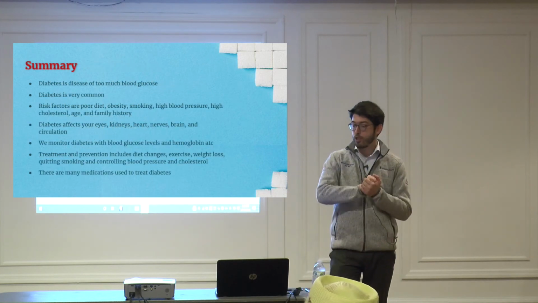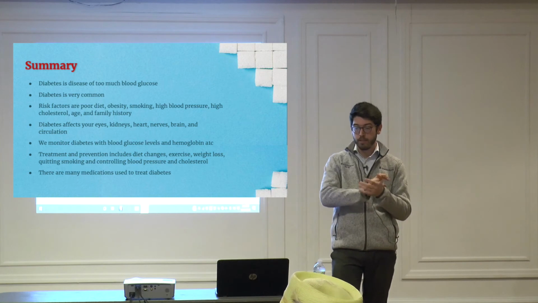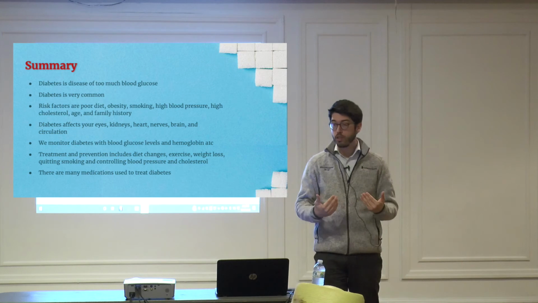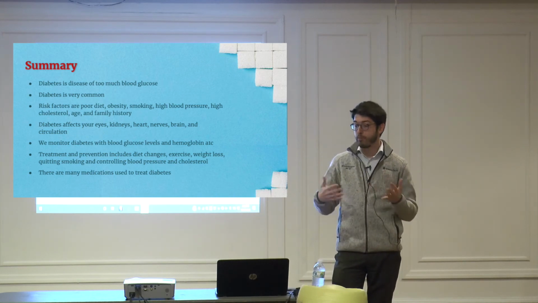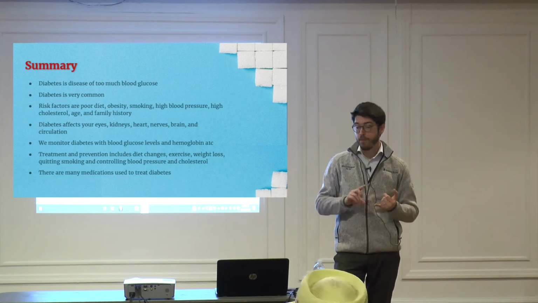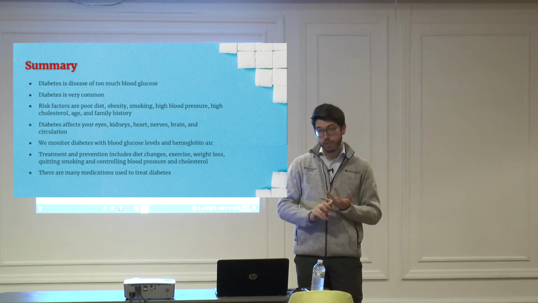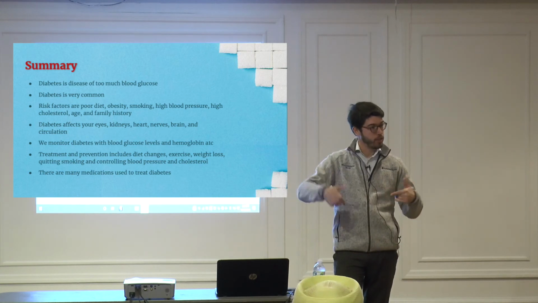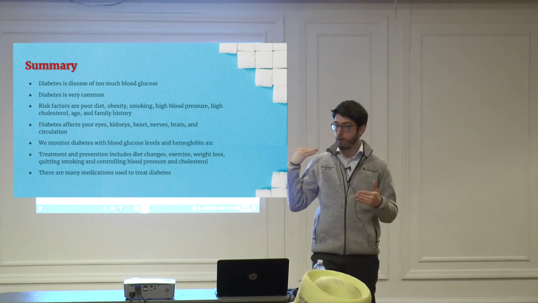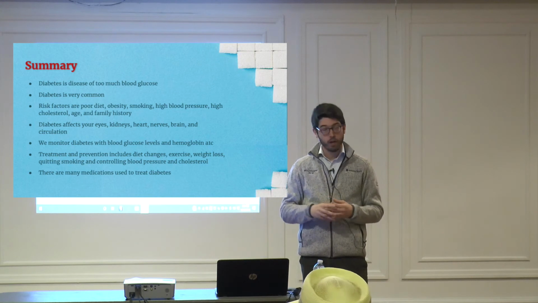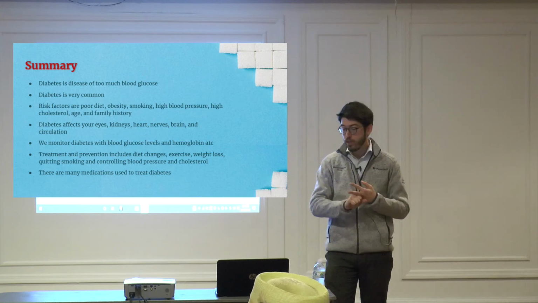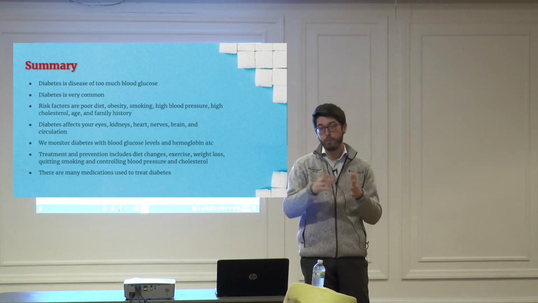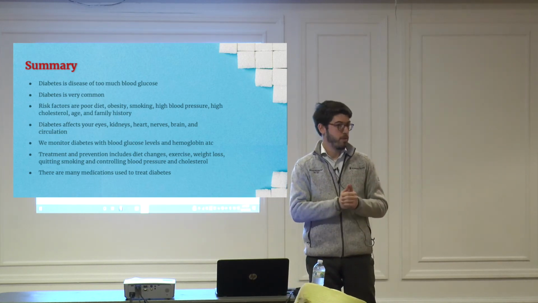So, I hope that wasn't too much information, but in summary, diabetes is really a problem of having too much blood sugar and not being able to use the sugar that's there, the glucose that's there. It's very common. We talked about the risk factors for diabetes, and we talked about what diabetes affects: your eyes, your kidneys, your nerves, your heart, your brain, pretty much everything. We talked about how to monitor diabetes and the lifestyle changes that can prevent and treat diabetes. And then we briefly looked into the medications that we use to treat diabetes.